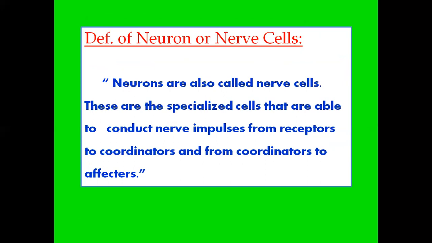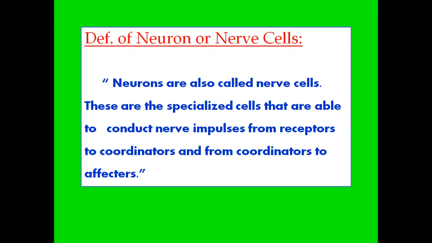Neurons are also called nerve cells. So what is a neuron? It is a basic and structural unit of the nervous system. But the question here is, I told you it is a structural unit of the nervous system.